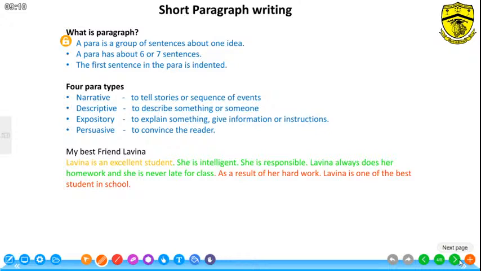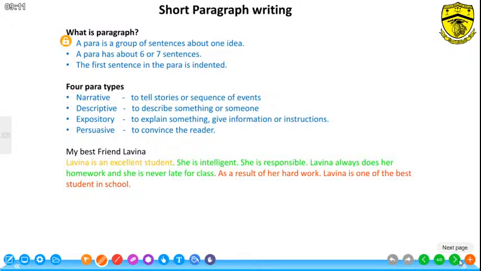Then we have to move on to the 4 paragraph types: narrative, descriptive, expository and persuasive. All the 4 paragraph types are tested in your language paper. Narrative means to tell stories or a sequence of events. So when you write your own experiences in your writing part, you have to tell it in a narrative style. Then the descriptive ideas, to describe something or someone, describing a person or describing a place.